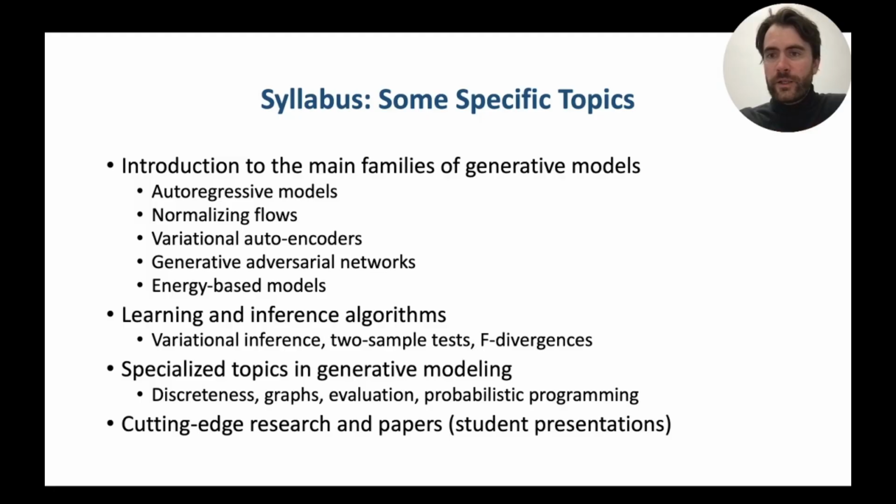And finally, in addition to having a main set of lectures that covers the main types of generative modeling algorithms, we will also have several lectures on some specialized topics in generative modeling. So we will have a topic on discreteness. So discreteness is really important. It's an important challenge for generative modeling. So we will have a particular topic on how to deal with certain types of discrete data like graphs or text. We have a lecture on probabilistic programming and probabilistic reasoning. We have a lecture on evaluating generative models. Evaluating them is actually very hard, so we have an entire lecture on that.